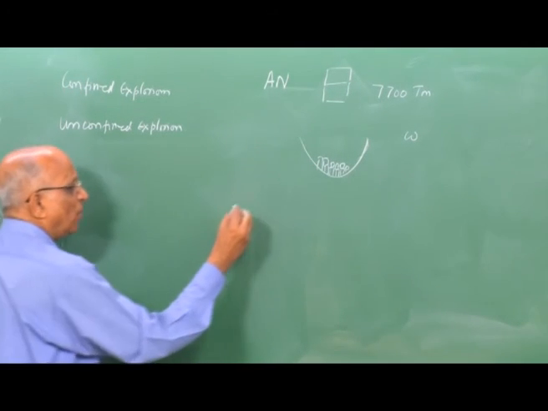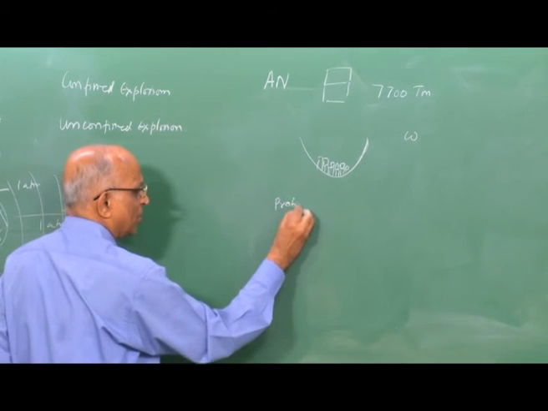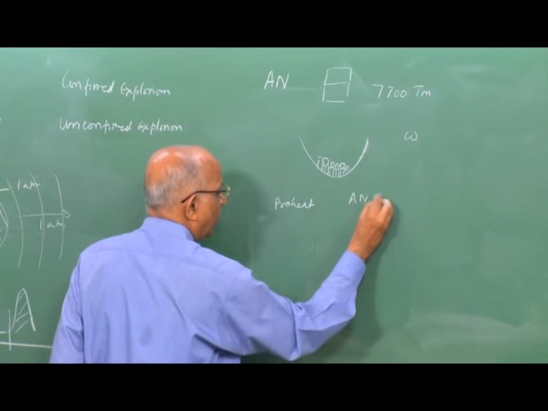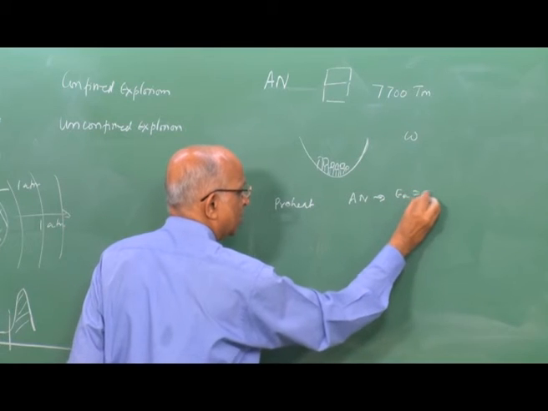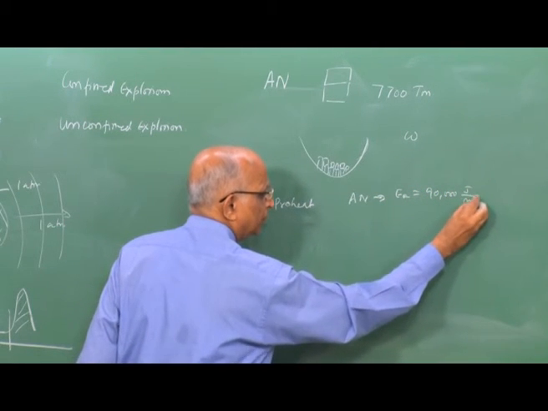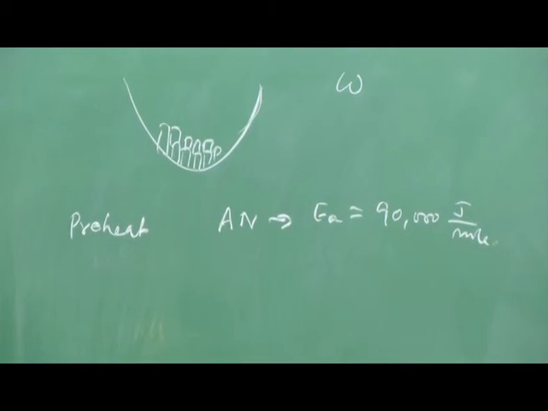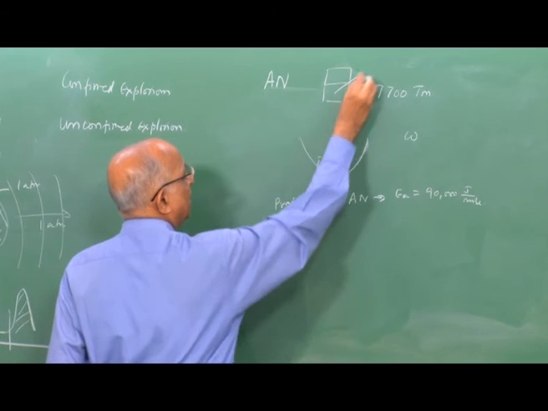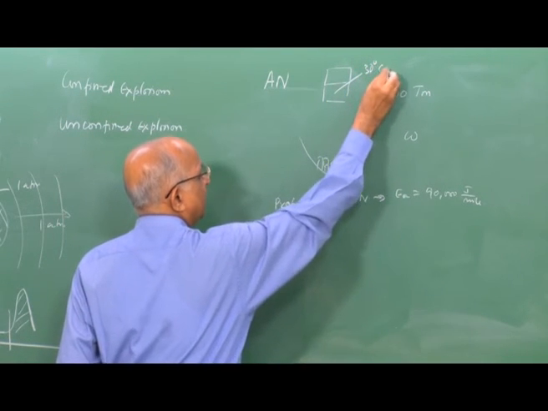Now, I want to find out what is the preheat required to cause this explosion. When we look at ammonium nitrate, well, from literature I know that the activation energy is something like 90,000 joules per mole, and therefore, we will say let on that day explosion occurred, let the temperature be 30 degrees centigrade.